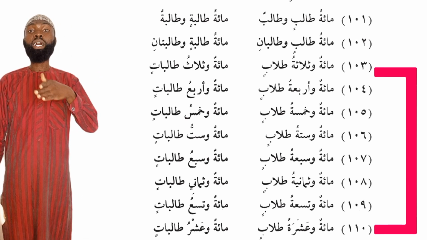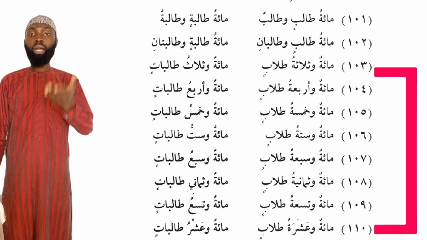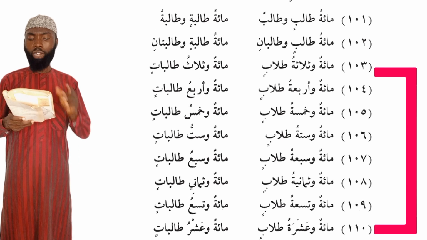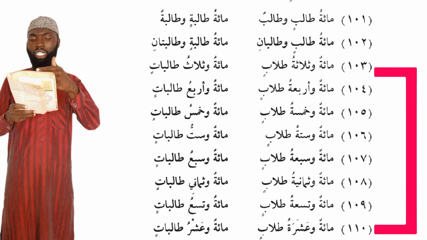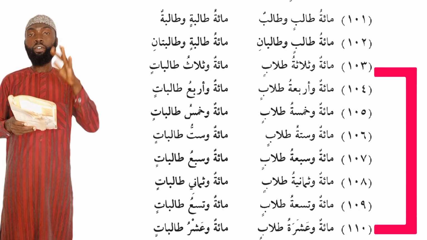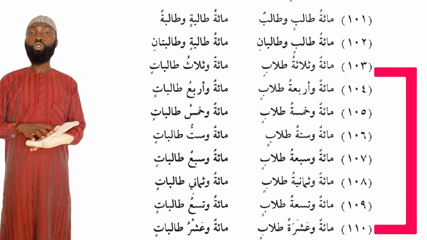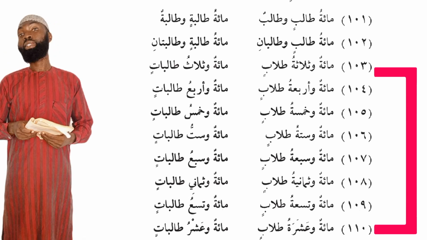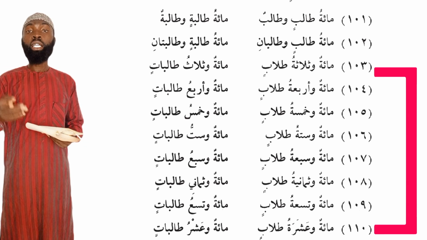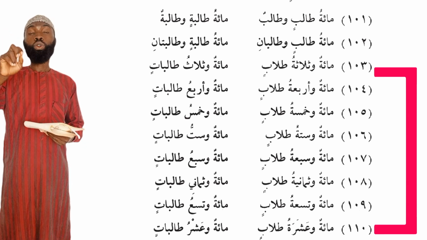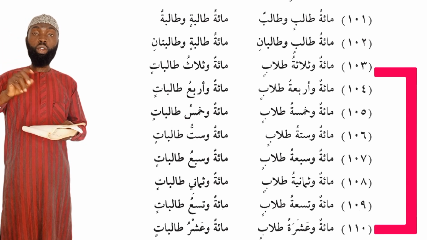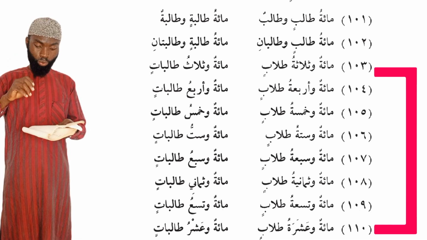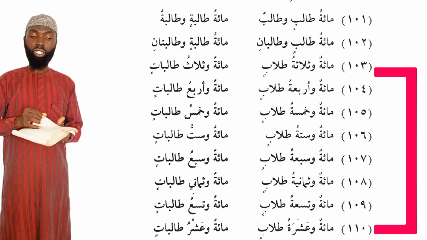104, mi'atu wa arba'atu talibatin. MashaAllah. So arba'atu tullabin, then the rest of them as you can see on the board. So all of this is how to count from 1 to 100 and from 100 to 110. When you come to 110, it is the same. All you need to do is to say mi'atun wa ashratu tullabin. That is 110 students, male students. Or mi'atu wa ashru talibatin. MashaAllah.